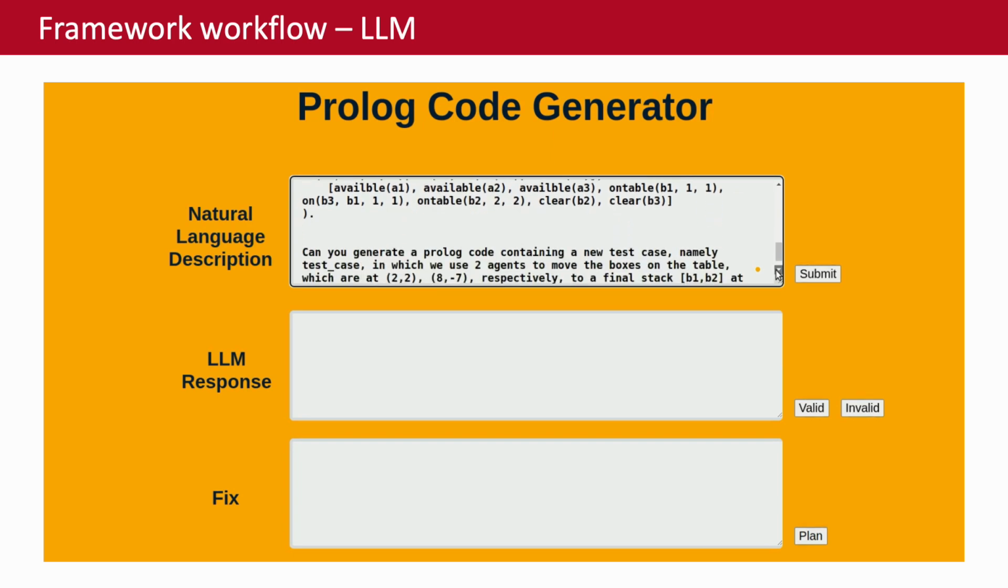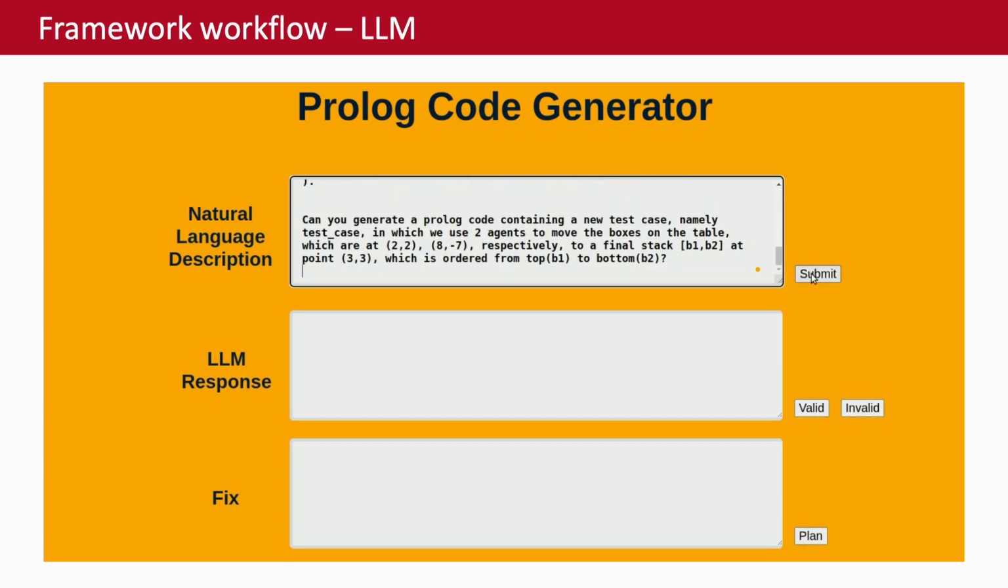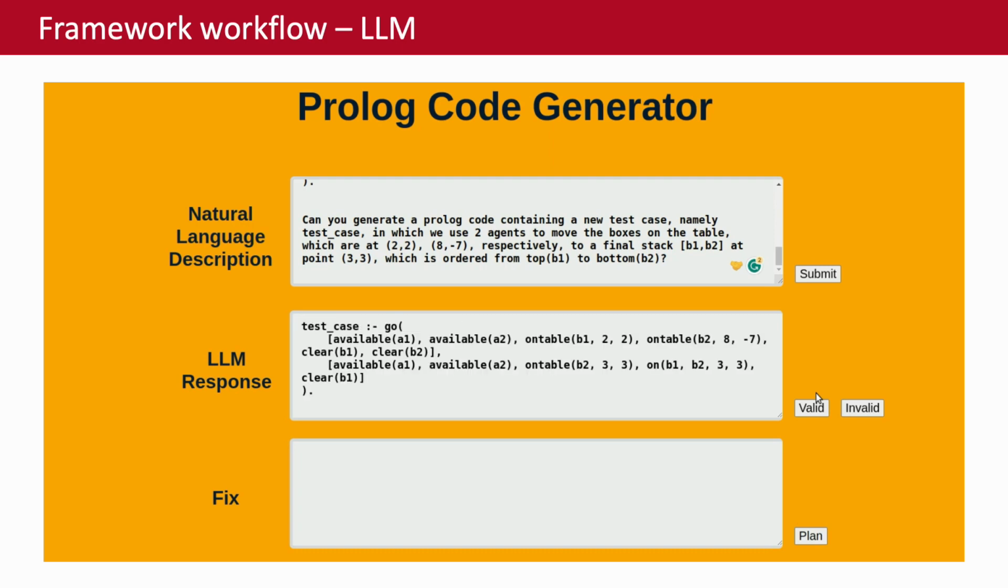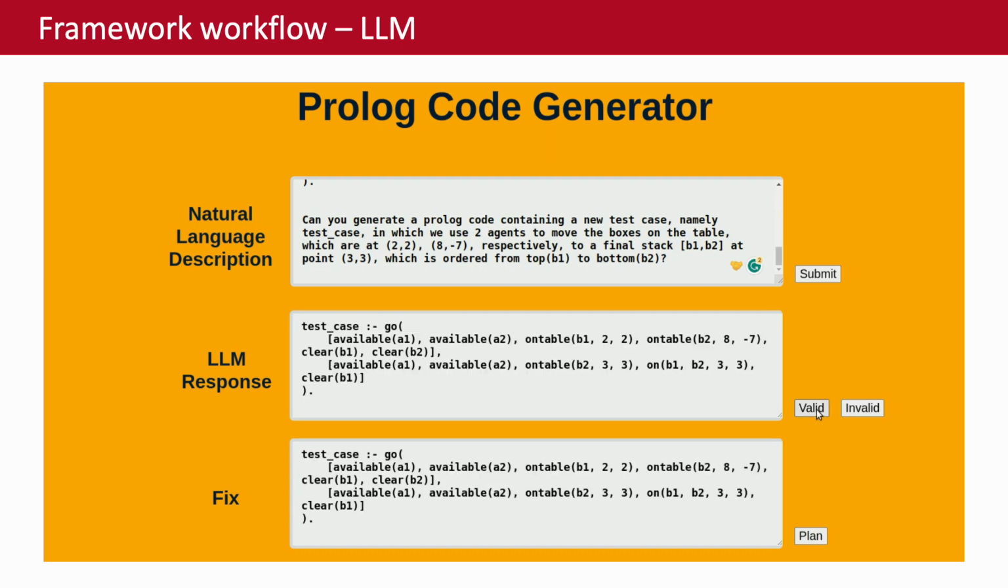Once we submit the code to the large language model, we wait for a response, and once we are provided with a response, we check for the validity of the test case. If it's valid, we can simply go to plan. Otherwise, if it's invalid, we are able to fix the plan inside the fix section.